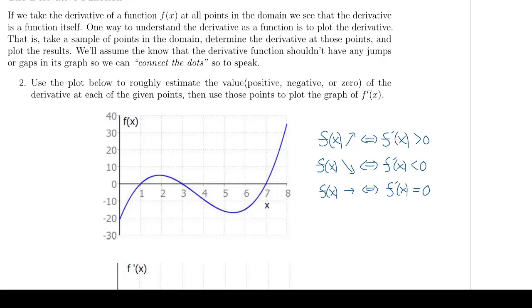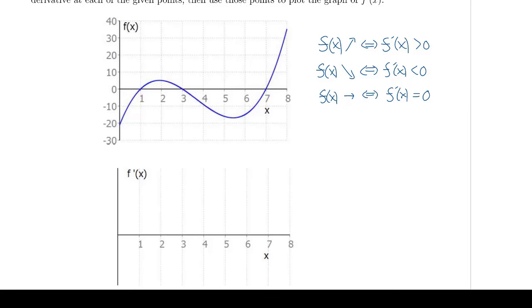So if we wanted to plot the derivative given a function, this gives us a map to move back and forth. So this tells us wherever the function's increasing, the derivative should be positive. Wherever the function is decreasing, the derivative should be negative. And wherever the function flattens out, the derivative should be 0. So I like to start with wherever the function flattens out.